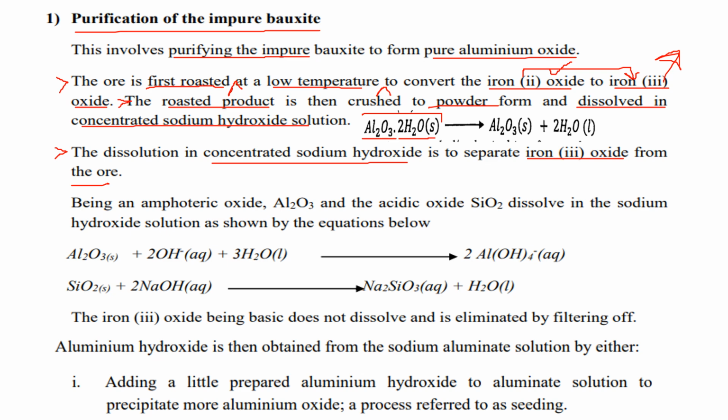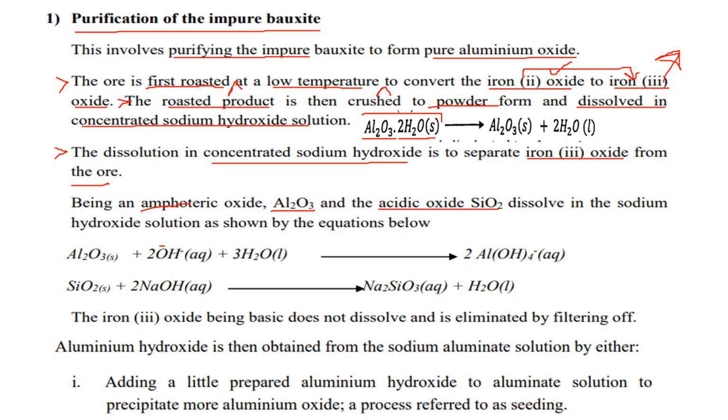So we are saying that being an amphoteric oxide, aluminium oxide, and the acidic oxide, remember that we had two impurities, iron 3 oxide and silicon 4 oxide. So we have eliminated iron 3 by dissolving. So aluminium and the other impurity, which is silicon 4 oxide, because it is acidic, they all dissolve in the concentrated solution of sodium hydroxide. And the equations for dissolving are these.